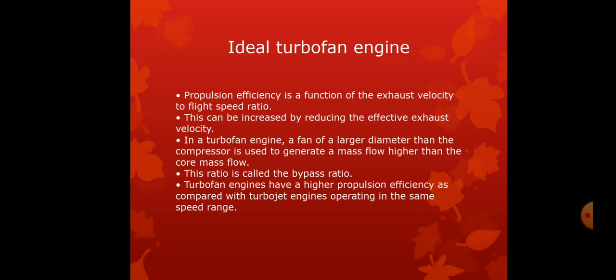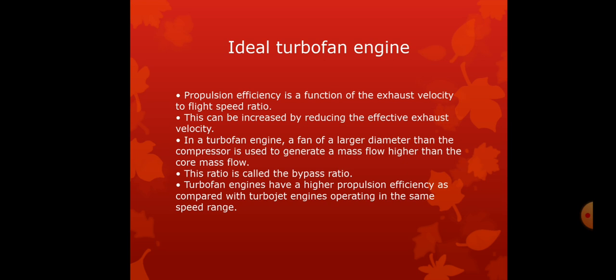Ideal turbofan engine. Propulsion efficiency is a function of the exhaust velocity to flight speed ratio. This can be increased by reducing the effective exhaust velocity. In a turbofan engine, a fan of a larger diameter than the compressor is used to generate a mass flow higher than the core mass flow. This ratio is called the bypass ratio.